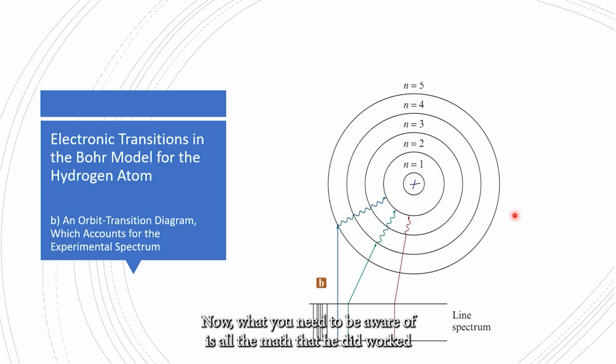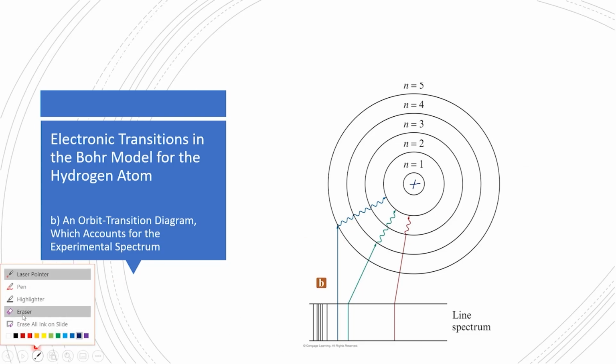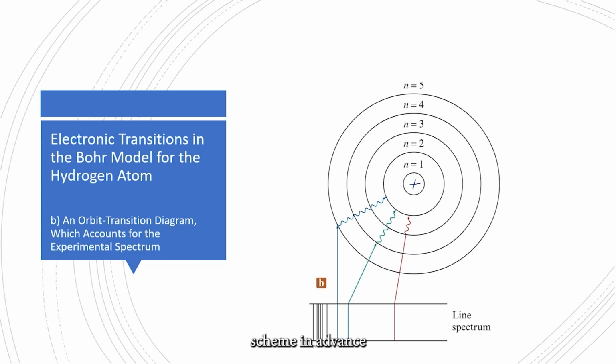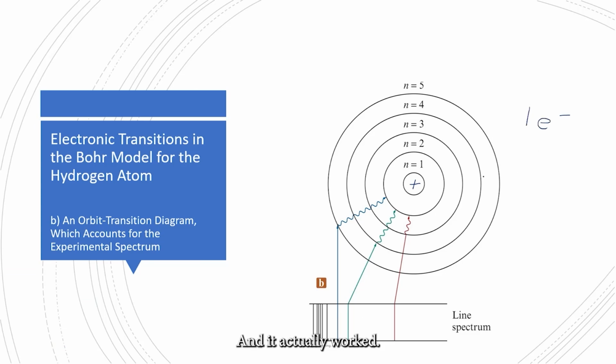Now, what you need to be aware of is all the math that he did worked perfectly for hydrogen, because hydrogen only has 1 electron. It's kind of nice when you scheme in advance to only have 1 electron. It means that no other electrons are messing with you, and it actually worked. And so he thought that he was onto something really, really big. We'll talk about some of the formulas in class. But I want you to notice something here.